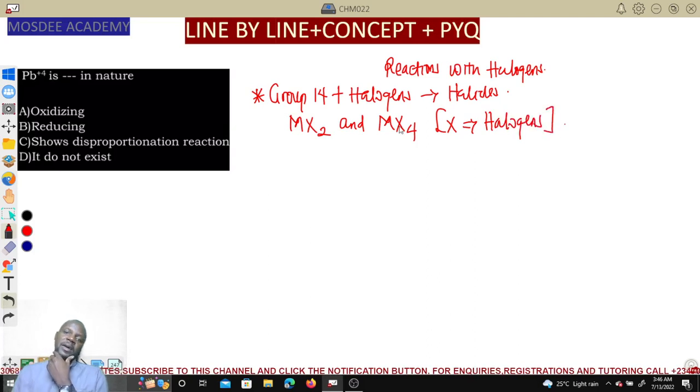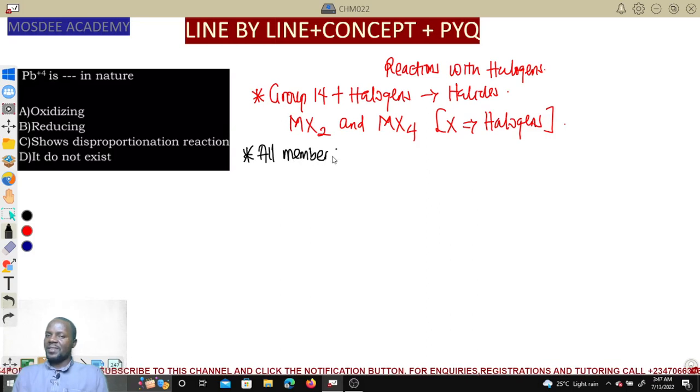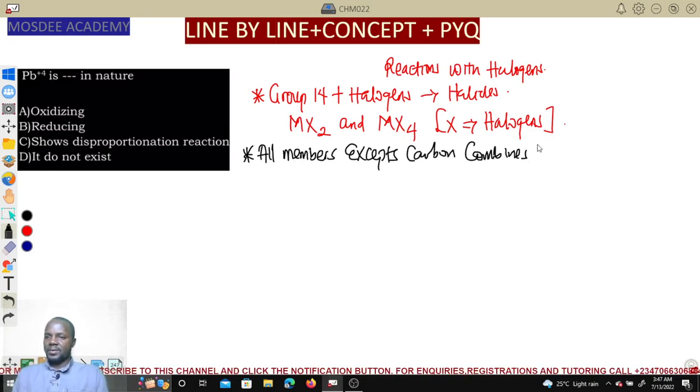So keep that in mind. Now we'll talk about that. All the members except carbon combine directly with halogens to form halides.